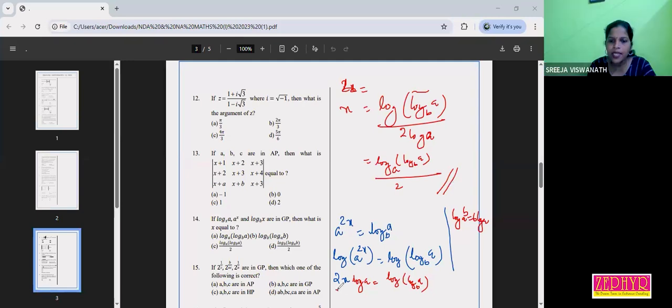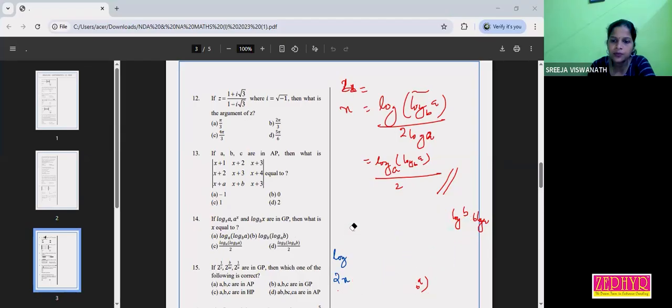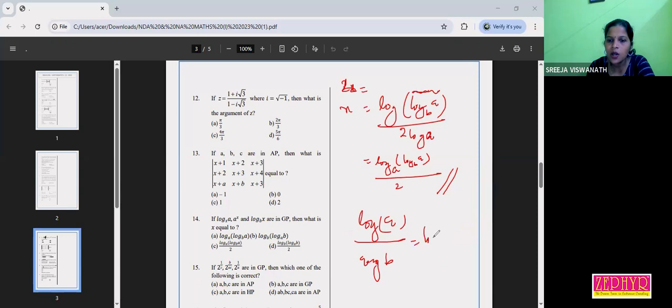Yes. From here, 2x log a is equal to log of log a to the base b. And from there, we can write x is equal to log of log a to the base b by log a. Now listen, this is in the form of log a by log b. A is the full term. Log a by log b, that is log a to the base b. That is log of this term to the base a. Okay.